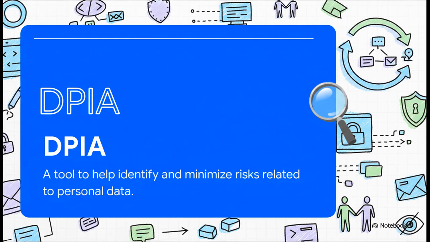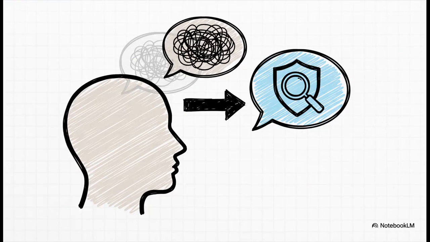So, just to make sure we're all on the same page, what exactly is a DPIA? Well, at its core, it's a risk assessment tool. Its whole job is to help you think ahead, to identify how a new project might impact someone's privacy, and then figure out how to reduce those risks before you even write a single line of code. So, what if we just flipped the script? What if we stopped looking at the DPIA as this one-and-done compliance task and started treating it like a strategic tool for building better, safer products?